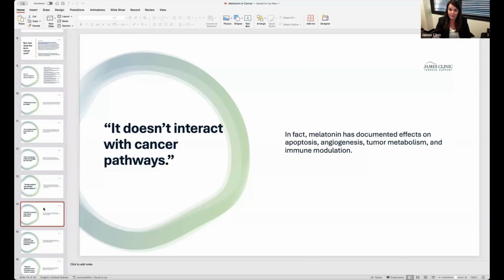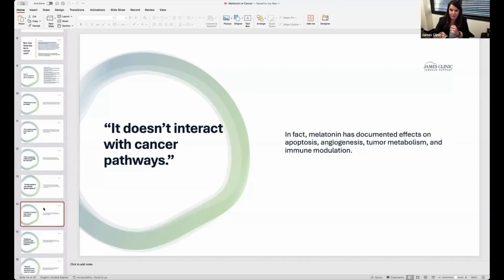So it has documented effects on apoptosis, telling cancer cells to go bye-bye, like you're done, game over. It blocks angiogenesis. What happens when tumors grow, they outgrow their oxygen supply, so they have to create new blood vessels. This blocks angiogenesis, so it can't do that. Tumor metabolism. These are cells that have to take up nutrients. Melatonin can block the nutrient uptake in the cells.